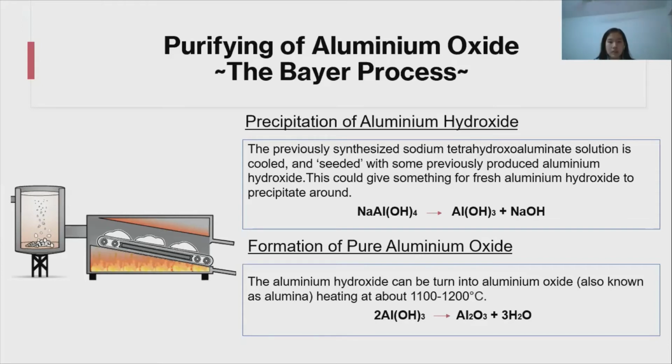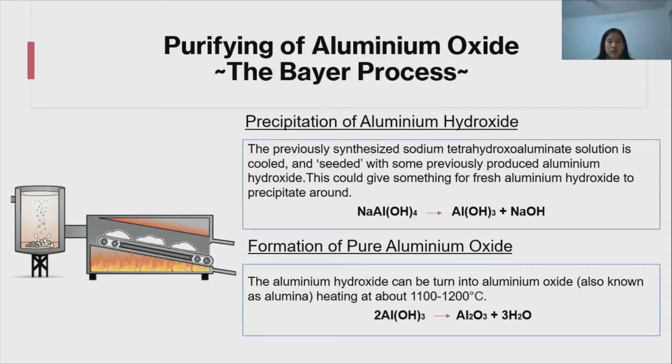So the chemical equation for this process is NaAl(OH)4 → Al(OH)3 + NaOH, where NaAl(OH)4 is the sodium tetrahydroxyl aluminate, Al(OH)3 will be the aluminum hydroxide, and NaOH will be the sodium hydroxide.